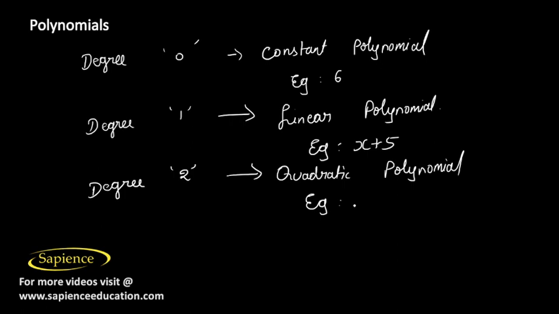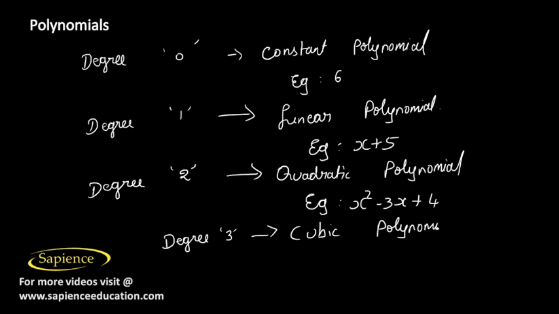Example will be... and degree 3 is called a cubic polynomial. An example will be x cube plus 3x square minus 2x plus 4.